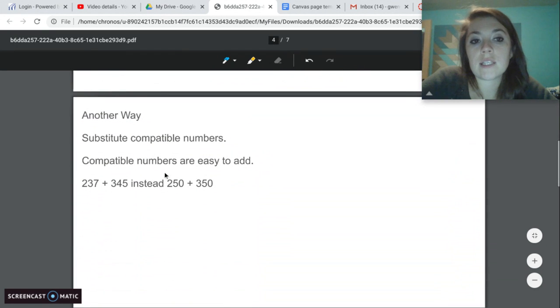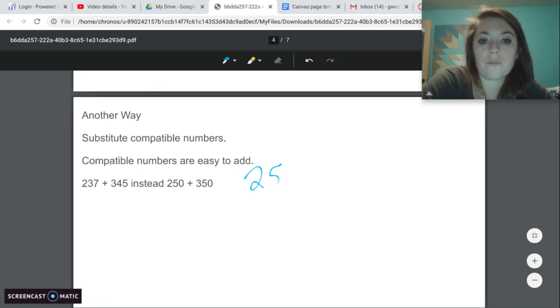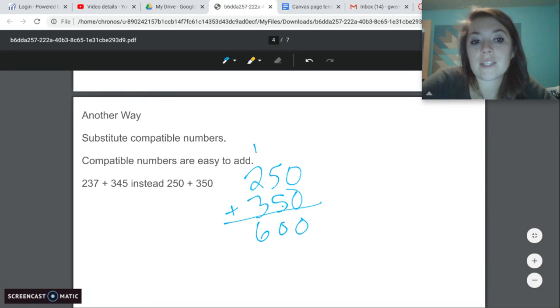Another way to do this is to substitute with compatible numbers. So once again, compatible numbers are easy to add. So they're things that are pretty easy to add together. So we have 237 is pretty close to 250, and 345 is definitely close to 350. So 250 plus 350. Add these together. 0 plus 0 is 0. 5 plus 5 is 10. Carry the 1. 2 plus 3 is 5. Plus 1 is 6. So here we have 600.